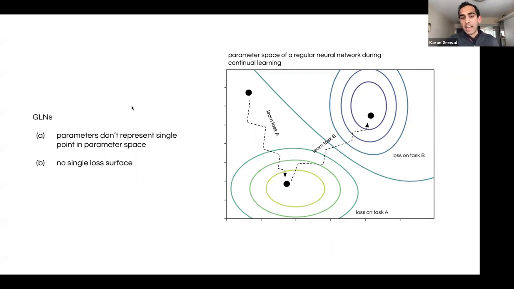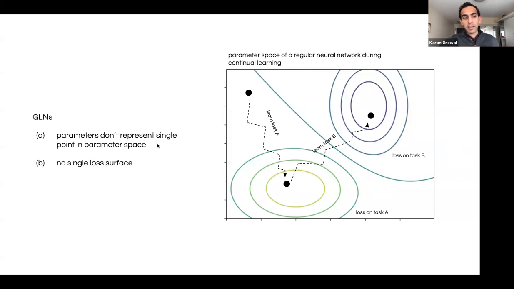In those cases, I'm not sure if this sort of diagram applies there, because even though you are still optimizing a loss function, a lot of your parameters that might be used for task A won't even get updated for task B because you're using a different set of dendrite weights. So you're using a different set of weights in the unit of a gated linear network.